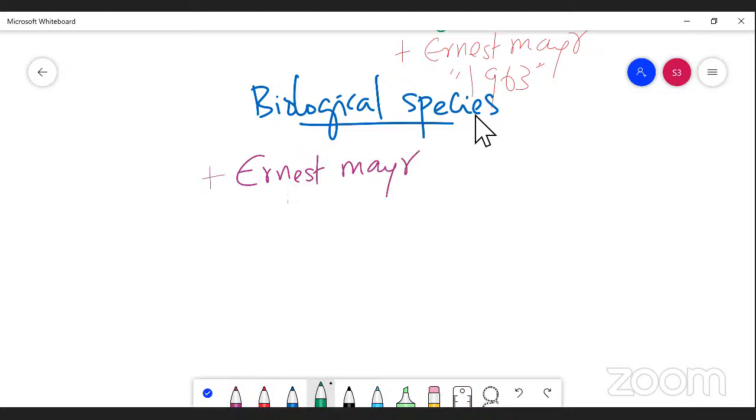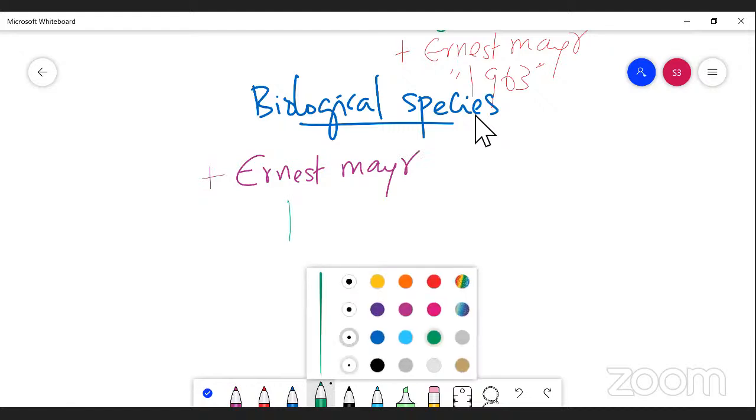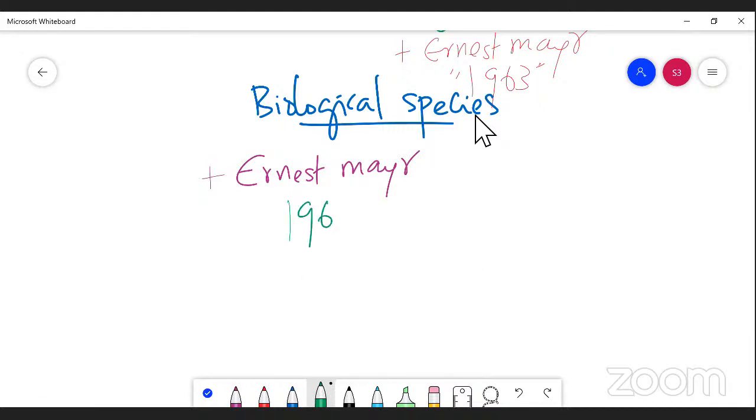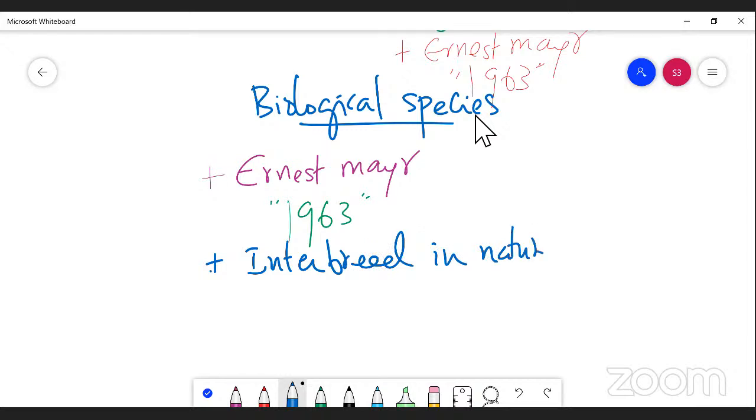In the year of 1963. What is it? A group of individuals or populations that may interbreed in nature, right? All the populations interbreed in nature by a sexually reproducing process, right? And they are reproductively isolated.